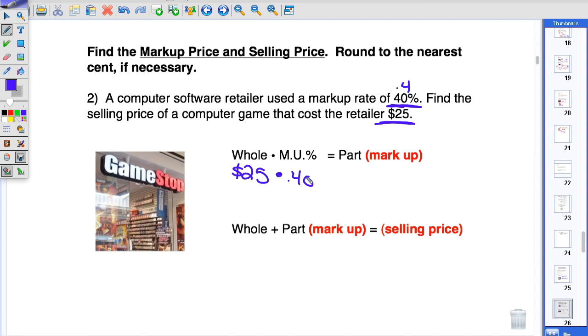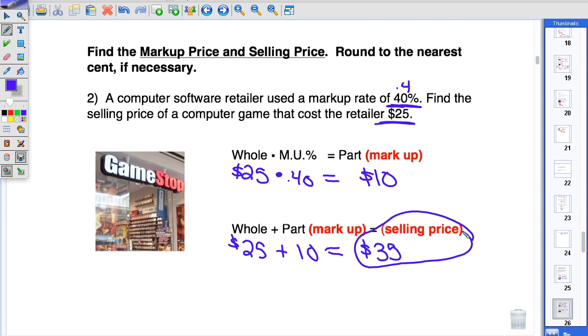So that's 0.4. And when we multiply, that gives you your markup in dollars, which would be $10. So that's how much the retailer is going to up the price. So it's $25 plus the markup to give you the selling price of $35. So the profit that the retailer would make is $10, and as the customer, you'd be paying $35.